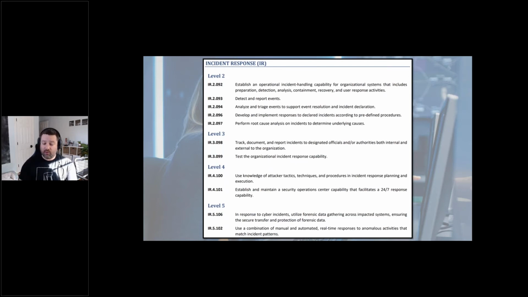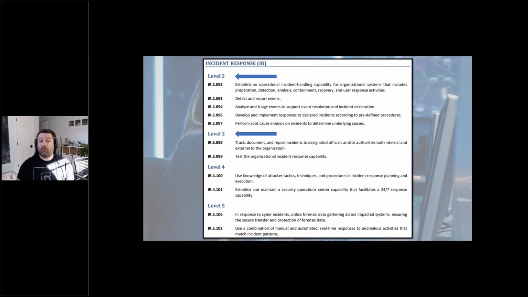But starting at level 2, organizations that want to be assessed at level 2 inside of incident response will have to show and document that they establish an operational incident handling capability for organizational systems that includes preparation, detection, analysis, containment, recovery, and user response activities. They'll have to show that they detect and report events, analyze and triage events to support event resolution, et cetera, et cetera. You can read, and all of this is publicly available. I'll give you the website at the end so you can look through it.